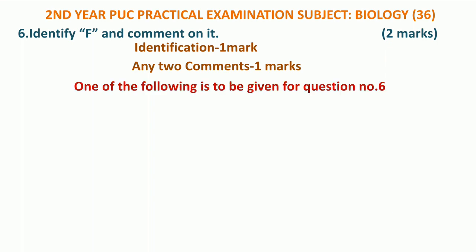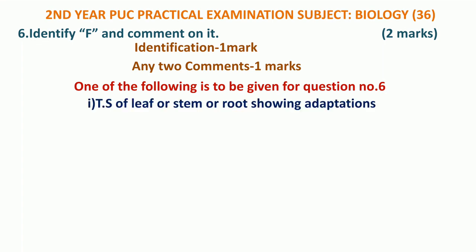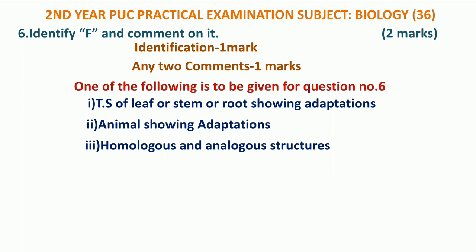One of the following is given under question number 6: TS of leaf, stem or root showing adaptation, animals showing adaptations, homologous organs and analogous structures, and pedigree chart analysis. So they give any one of these under question number 6 for F.